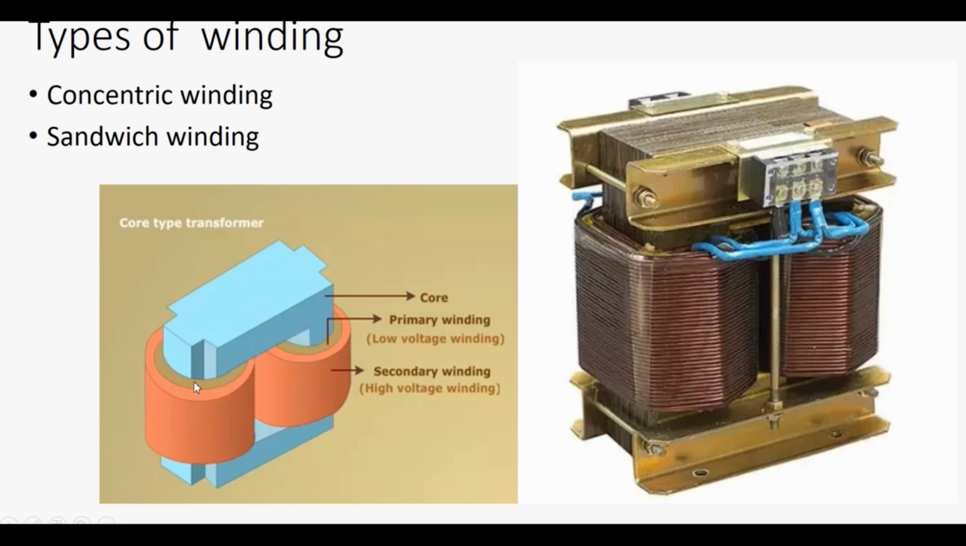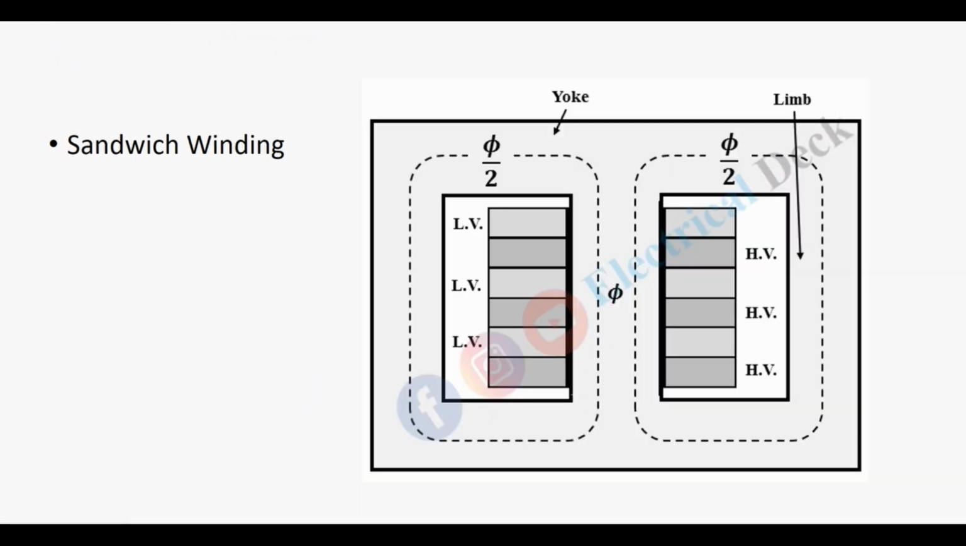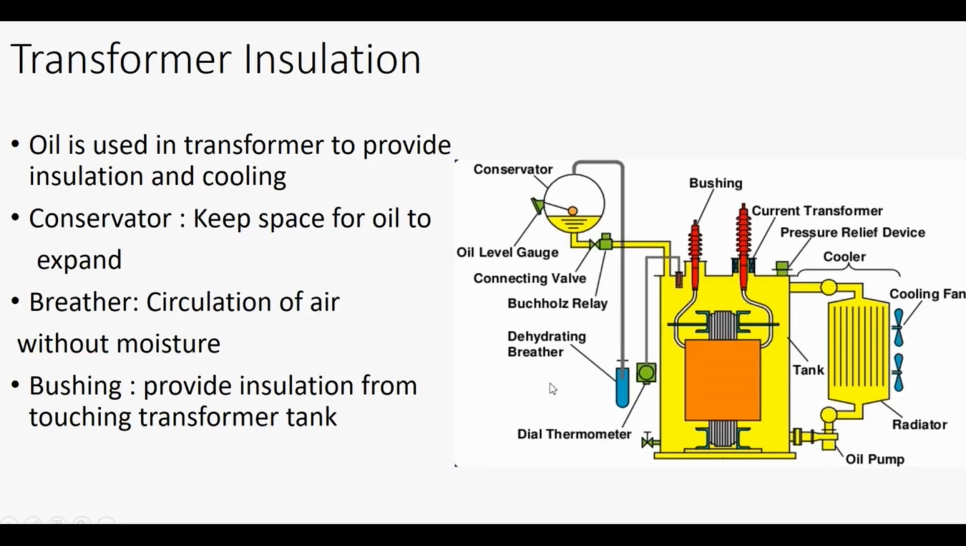That means suppose the low voltage winding is the primary, this primary winding is divided into two parts, and suppose the high voltage winding is the secondary winding, this high voltage winding is divided into two parts and both will be the secondary winding. And there are different types of winding, like sandwich winding. Here this is low voltage, low voltage, low voltage, and in between the high voltage windings are sandwiched.